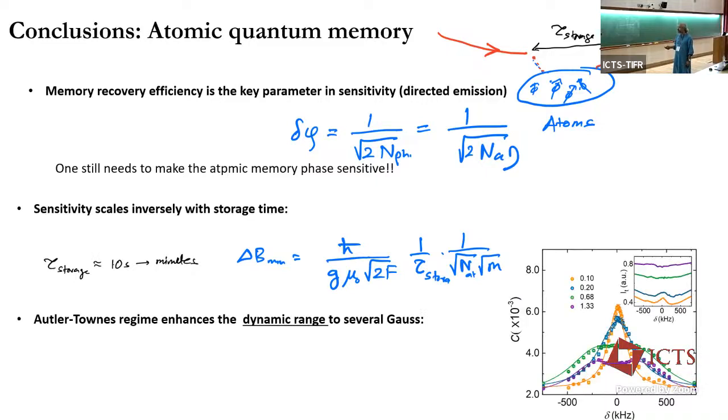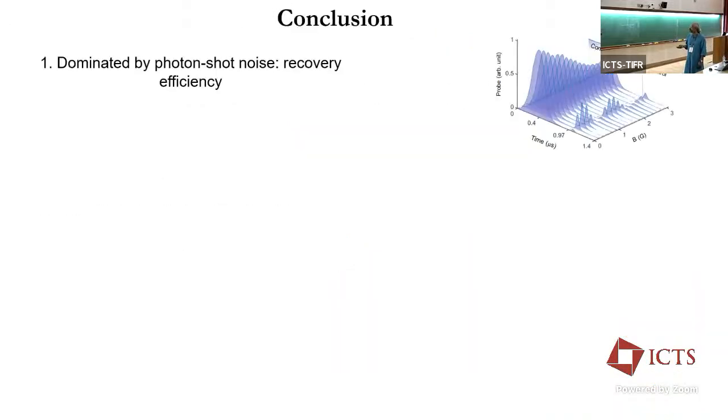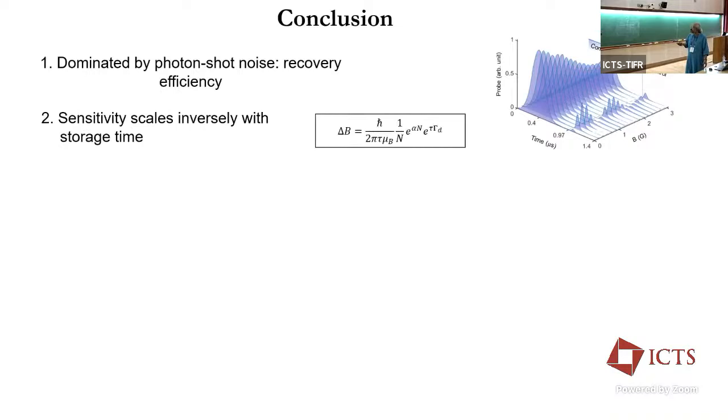And then there's this Autler-Townes physics, which, along with the sensitivity, actually gives a wide range. Most importantly, it should operate within Earth's magnetic field. So again, I'm making these points in a different way. This is dominated by shot noise, is the official conclusion. Sensitivity scales inversely with the storage time.